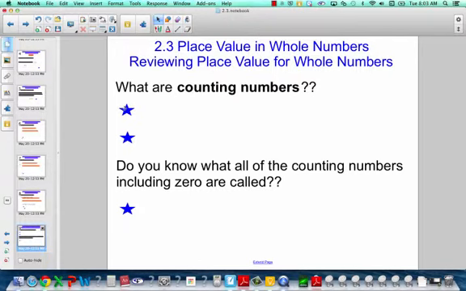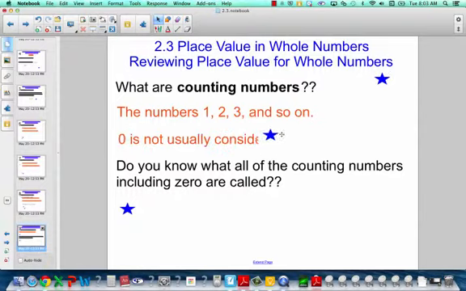What are counting numbers? Counting numbers are the numbers 1, 2, 3, 4, and so on. It's the numbers that we use to count when we count out loud. 0 is usually not considered. So we usually don't say 0, 1, 2. When we start counting, we say 1, 2, 3.